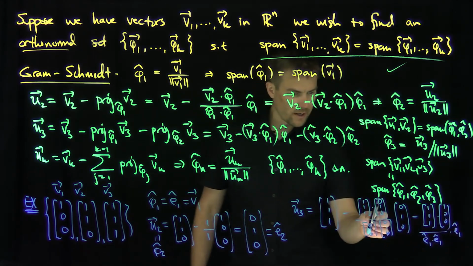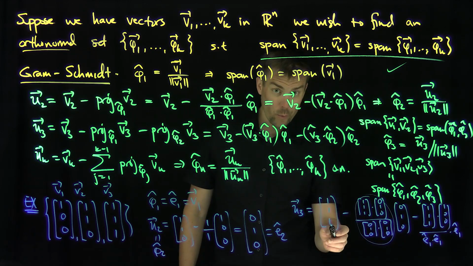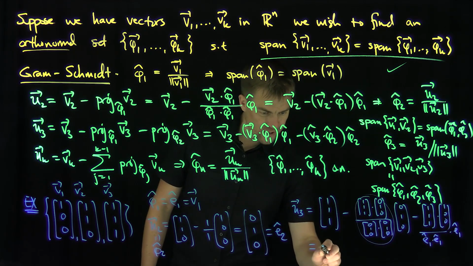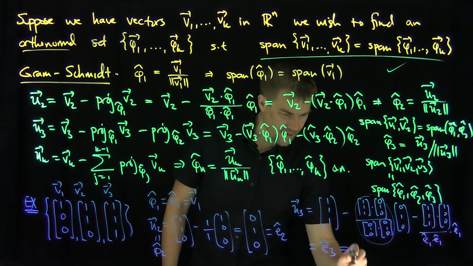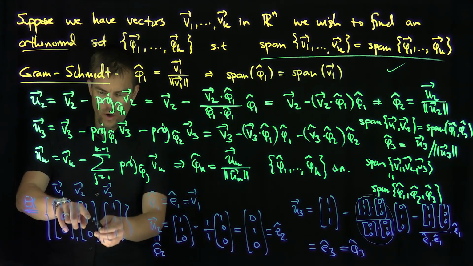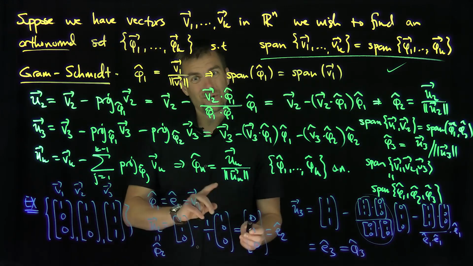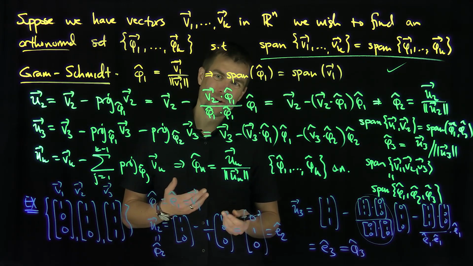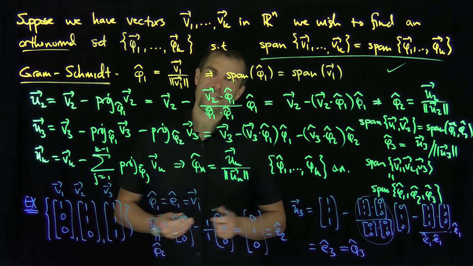Now check out what this thing is over here. This thing is equal to just 1, so that's just e2 minus e1. So I have 1, 1, 1 minus e2 minus e1. That just gives me e3 hat, right? And so, of course, that's going to be my phi 3. And so if I take these vectors over here, 1, 0, 0, 1, 1, 0, 1, 1, 1, and I apply Gram-Schmidt, I get e1, e2, and e3, and we know those are clearly an orthonormal set that has the same span as this collection v1, v2, and v3. Thank you very much.